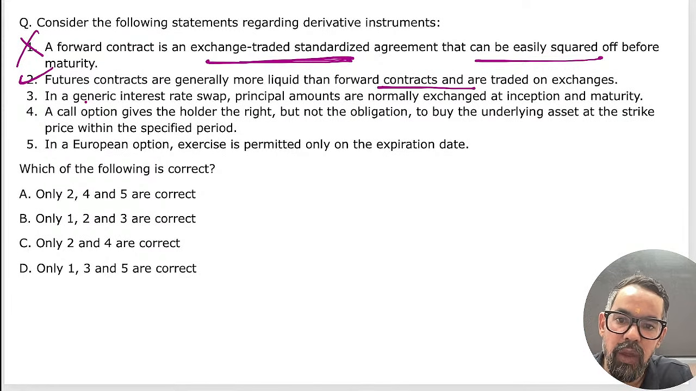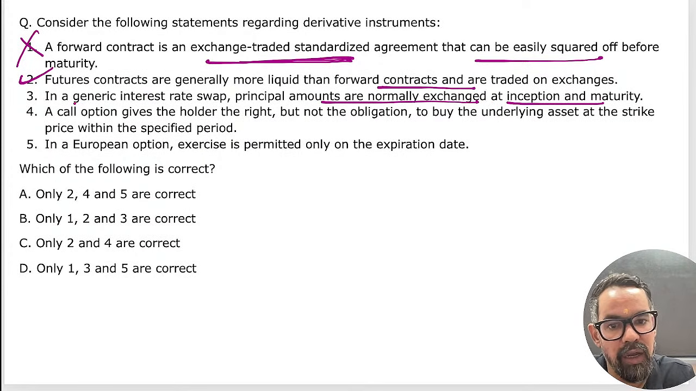This is true. In a generic interest rate swap, principal amounts are normally exchanged at inception and at maturity. No. In the case of an interest rate swap, we do not exchange the principal, only the interest.